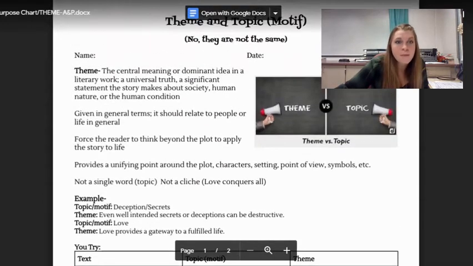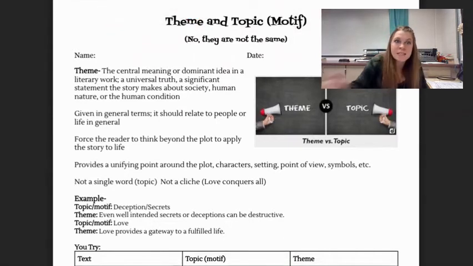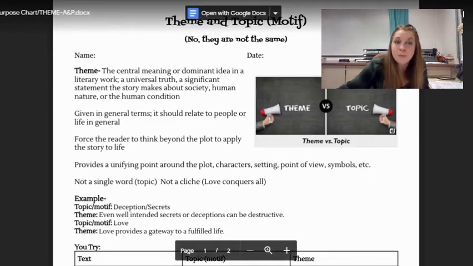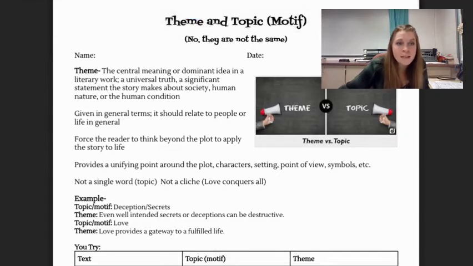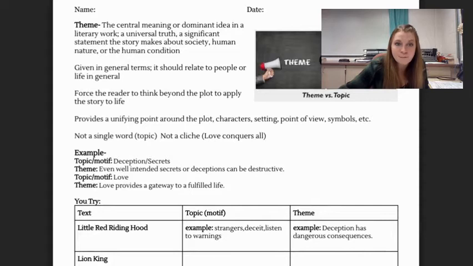So, theme, we went over this last year if you had me last year. It's the central meaning or dominant idea in a literary work. It's a universal truth, a significant statement the story makes about society, human nature, or the human condition. So, given in general terms, it should relate to people or life in general, and it should force the reader to think beyond the plot to apply the story to life.